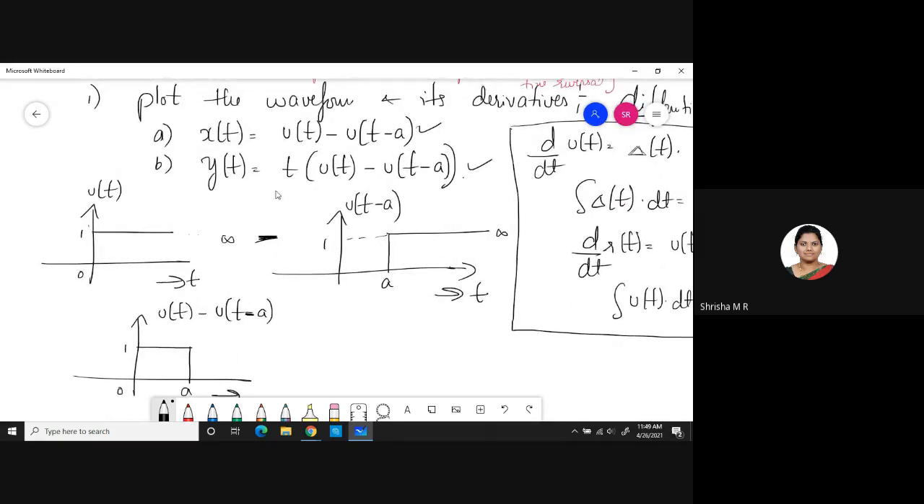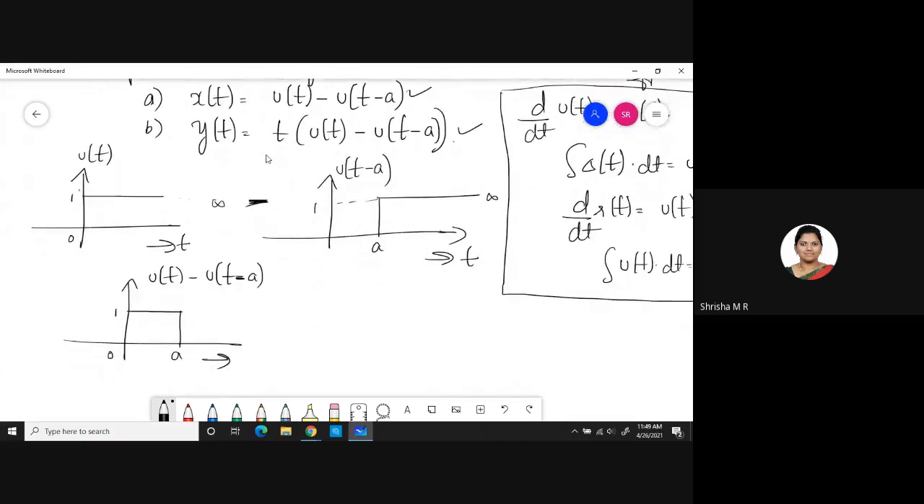Now we'll plot y of t. Then we'll plot the derivatives. Y of t is t into u of t minus a. So this is x of t. Now we'll plot y of t. So y of t is nothing but t into u of t minus a. So you have an amplifying factor t. So how will the signal look? What will you do?